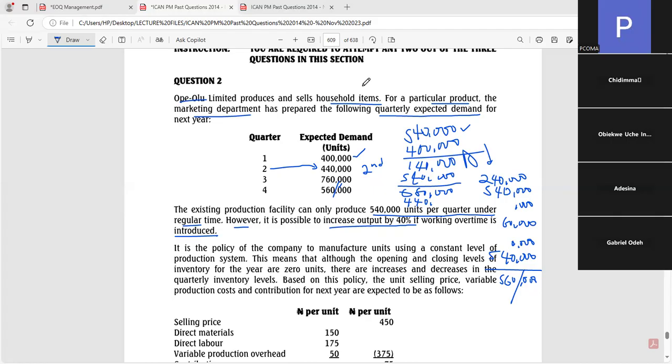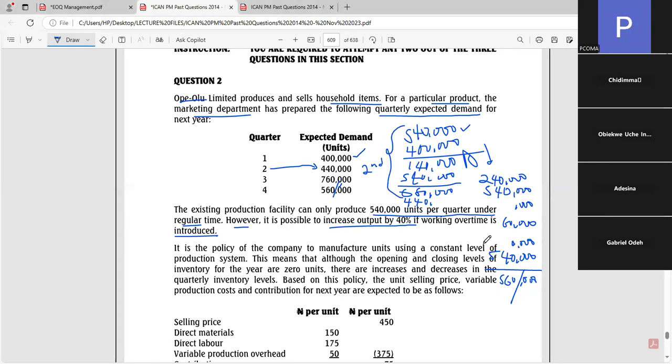You get it now? In this case, we are able to meet up with our demand because after all this calculation that we did here, at the end, 560 cancelled 560. Was our demand met? Yes or no? Yes, sir. Our demand was met for the year. We carried opening stock, closing stock, opening stock, closing stock. At the end of the year, we met all our demand. That means that the overtime that ICAN is talking about, we don't need it.